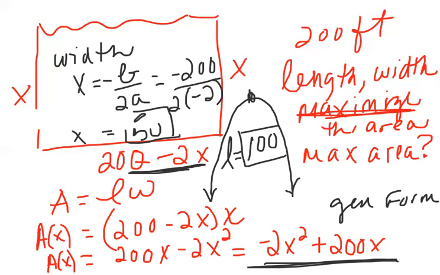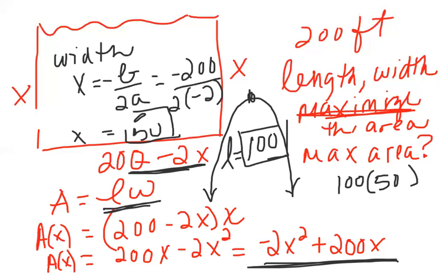We found the width. Now let's talk about the maximum area. How do we calculate area again? We do length times width. So the max area is going to be the length, which is 100, multiplied by the width, which is 50. So it's going to be 5,000 square feet. That's the maximum area of this plot of land.